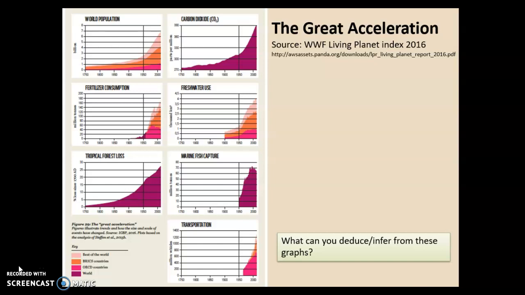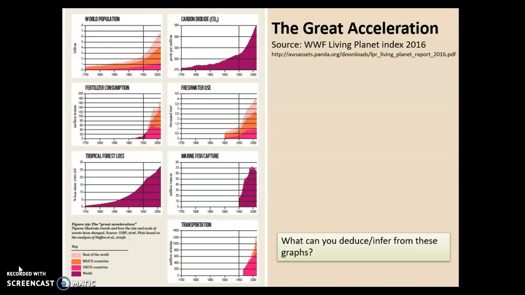So the graph on the top right hand side is carbon dioxide or CO2 emissions. Should be fairly familiar with that hockey stick curve by now after studying climate change in your last unit. Probably not going to say anything else about that one. Then you've got freshwater use, very similar pattern again.